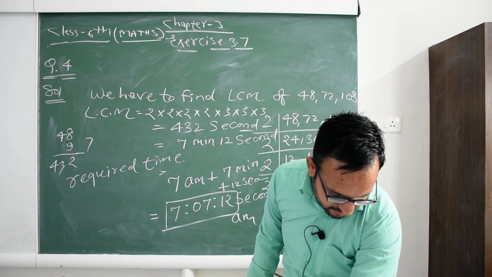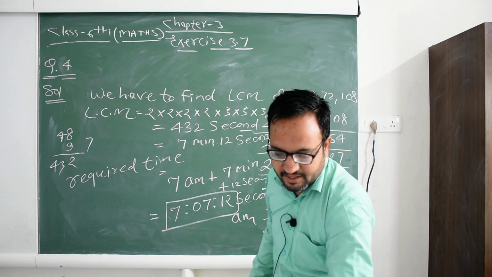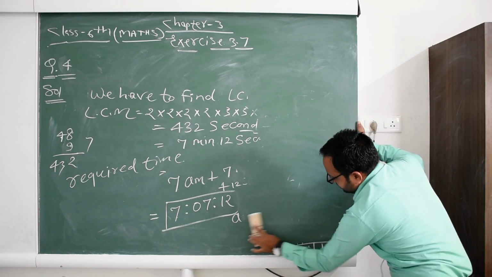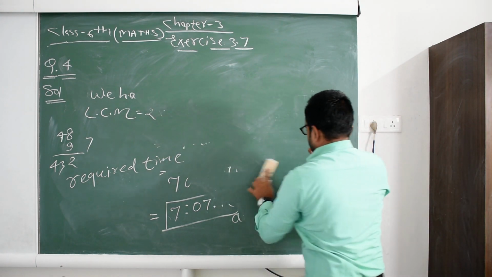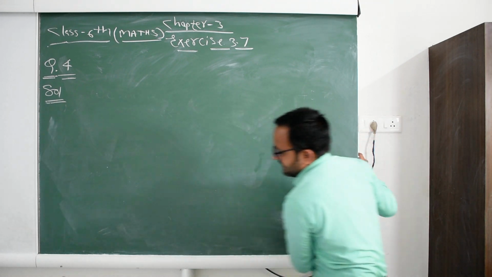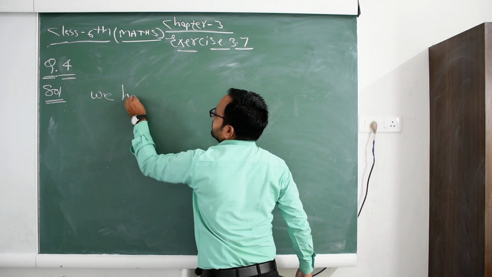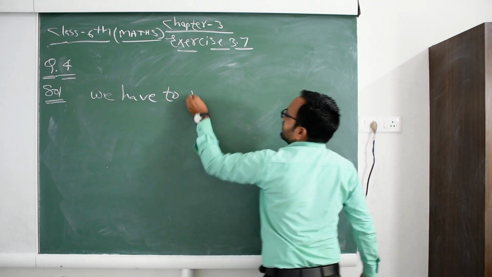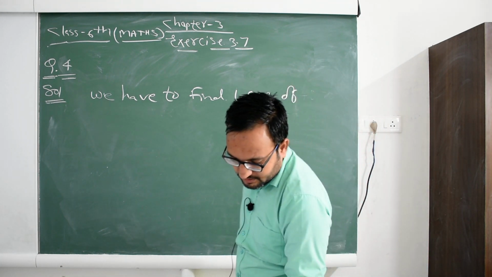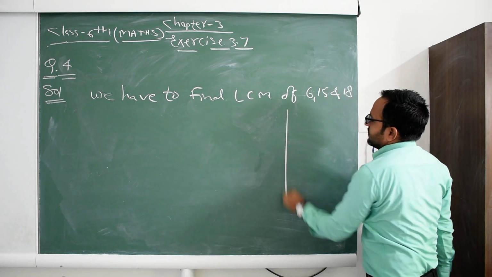Question 8 is: find the least number which when divided by 6, 15 and 18... This is the same type of question. First we find the least number, that means we find the LCM. Least number, that means LCM. So we have to find the LCM of 6, 15 and 18. Okay, so first we find the LCM.